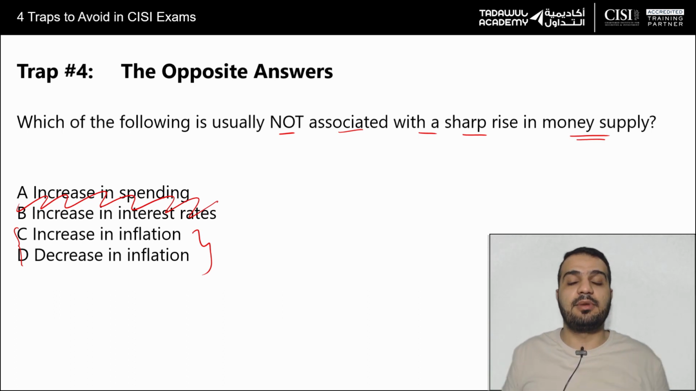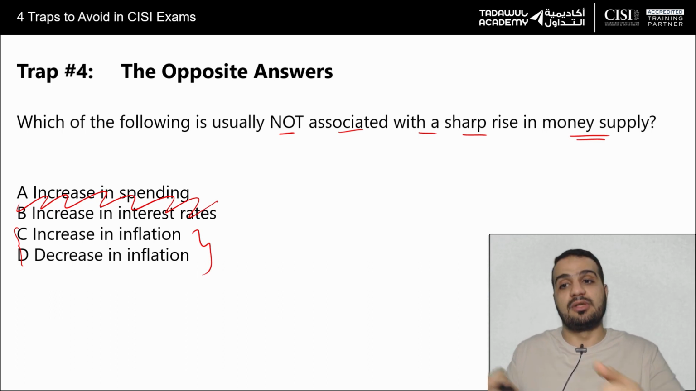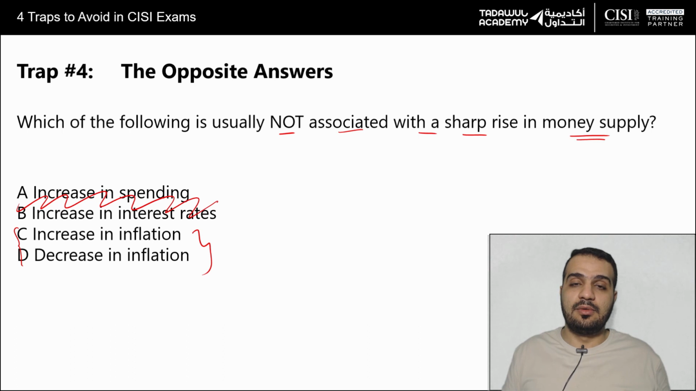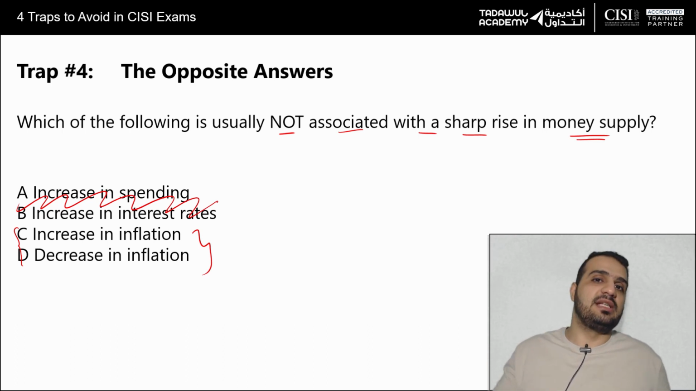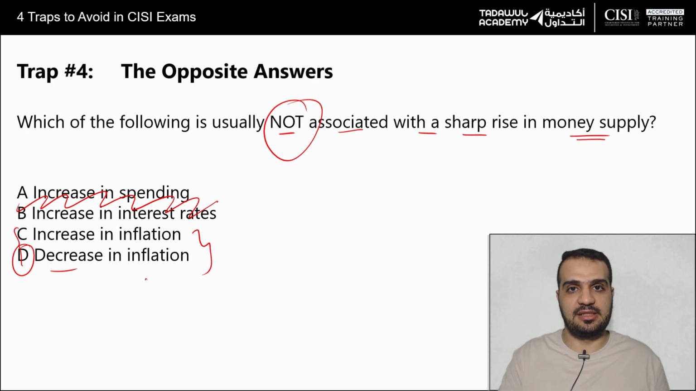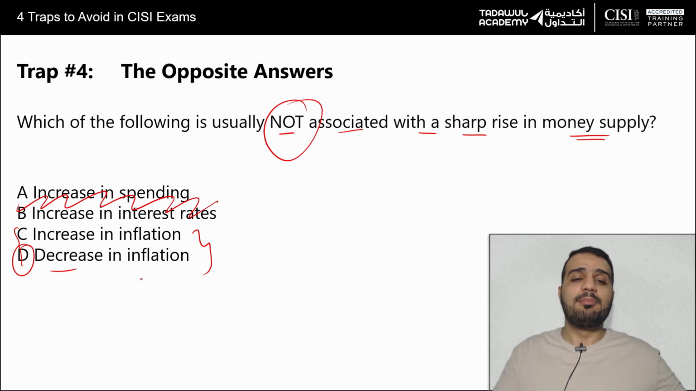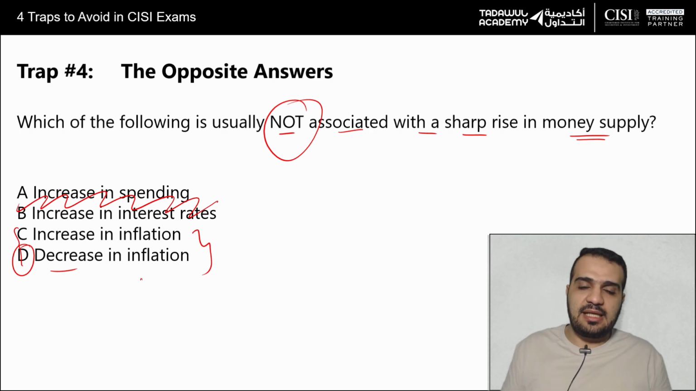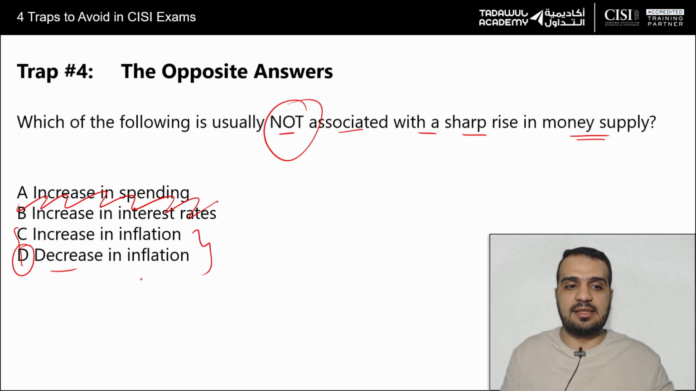Inflation. Prices are going to go up because people are spending. Why are they spending? Because they have more money. So, with a sharp rise in money supply, there will be an increase in inflation. So, what is the answer here? The answer is D, because the question is asking you which of the following is not associated with a sharp rise in money supply. D, a decrease in inflation is not associated with a sharp rise in money supply. So by using the idea of opposite answers, we were able to narrow down our answers and choose the right one.